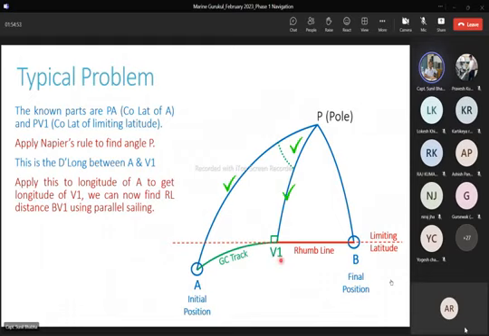Now when we get the longitude of vertex 1, we are able to easily calculate the rhumb line distance, BV1, also. We have the longitude of vertex 1 known to us. We have the longitude of our destination position, final position B. So we can calculate the D long between B and V1. This D long is used in the parallel sailing formula to calculate the departure between B and V1, and it gives us the rhumb line distance BV1 using parallel sailing.